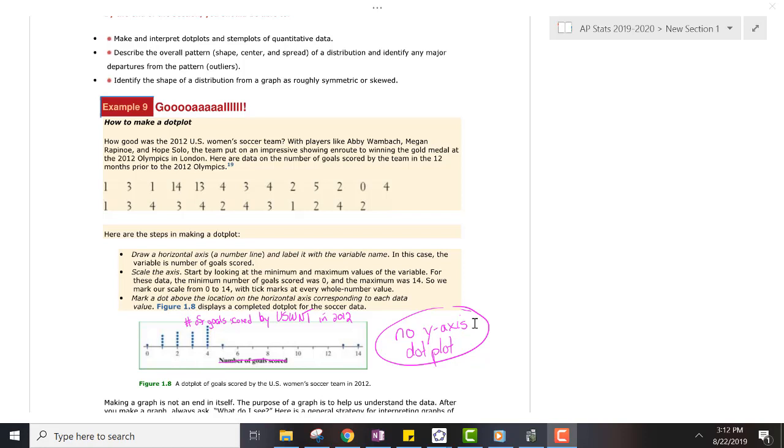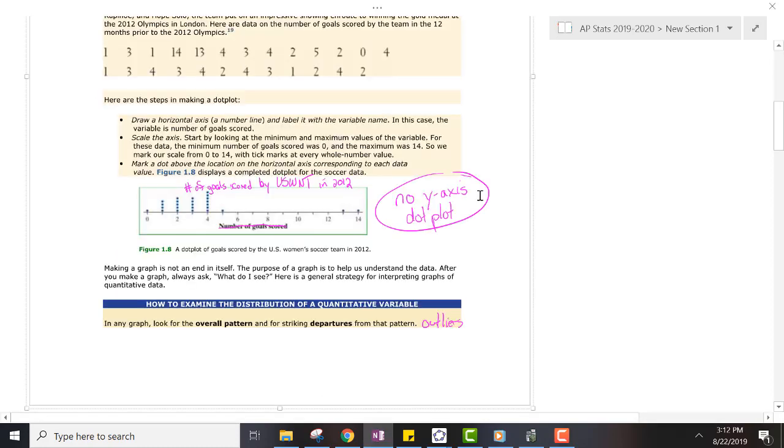There is no y-axis in a dot plot, so don't give me one. Other than that, we're looking good here. We also don't have to start it at 0 with the dot plot. You start at whatever values you want to start with. All right, moving on.